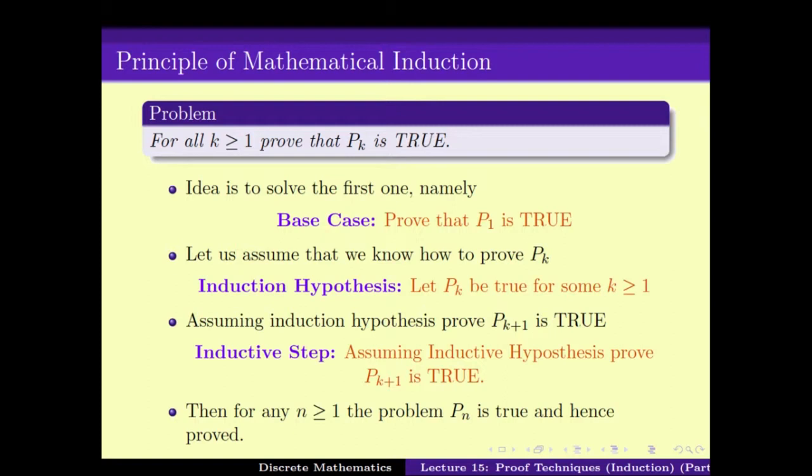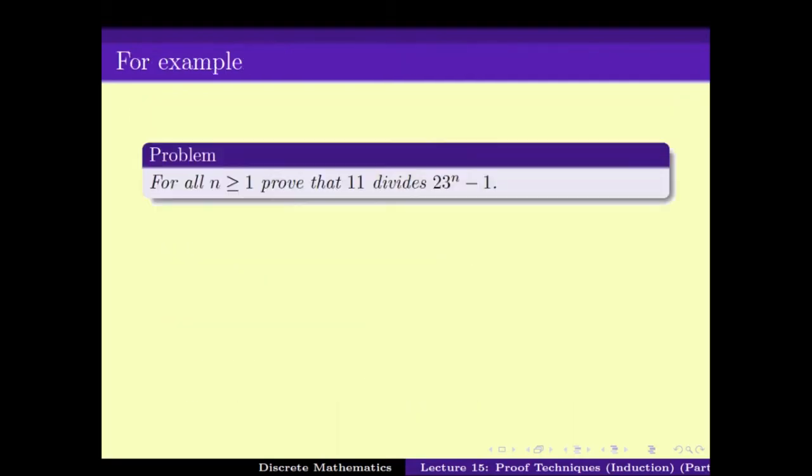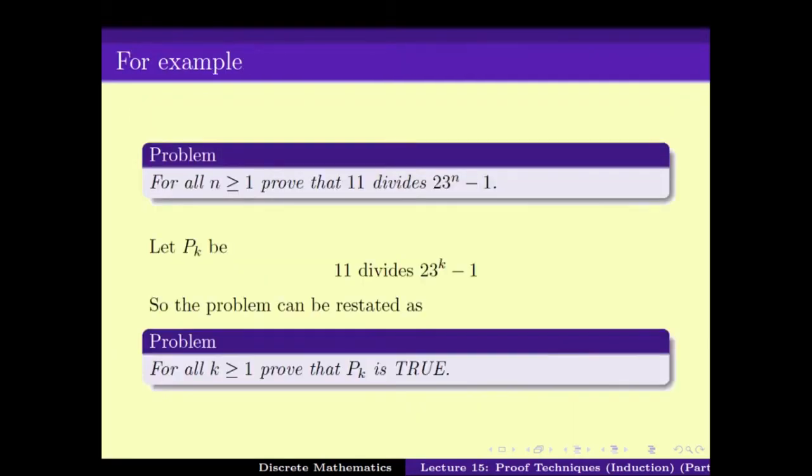So in the last class we saw one particular example of how to use mathematical induction for proving the sum of the first n integers is n times n plus 1 by 2. In this video, let us look at a second one. Now, to prove this statement, the problem of 11 divides 23n minus 1, of course, we have to follow the three basic steps, namely, give a base case, induction hypothesis, and inductive step.